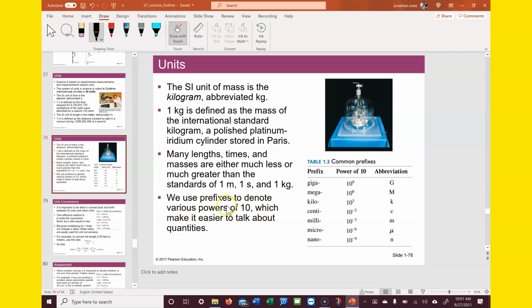All right, we use prefixes to denote various powers of 10, which makes it easier to talk about quantities. So when something is much, much smaller or much, much greater than these units, that's when we use these prefixes. So we might use the gigameter or the kilometer, depending on how fancy you want to sound, or the nanometer or a nanosecond or something like that. And here's what those things mean. Those prefixes mean multiply that 1 in front of that unit by 10 to the 9th or 10 to the negative 6th or whatever. And it's that much of a unit.